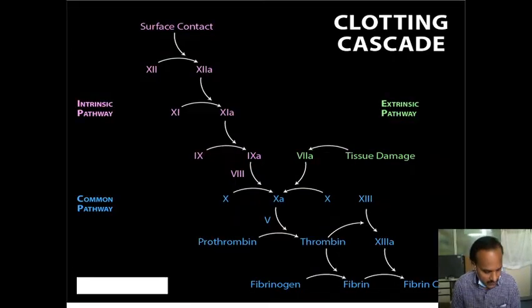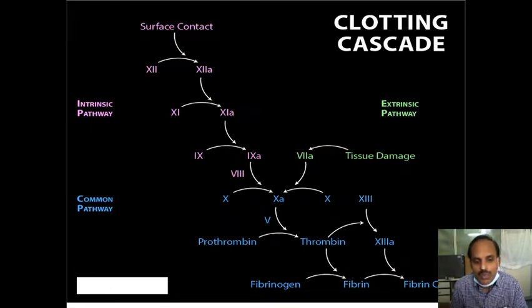Now if we look at the extrinsic pathway and the intrinsic pathways, factor 12 becoming 12a, 11 becoming 11a, 9 becoming 9a, then 10 becoming 10a. Crucial is this 10 becoming 10a. The 10 becomes 10a, then everything really starts getting accelerated from there.